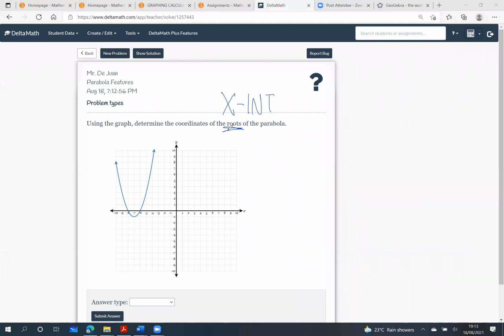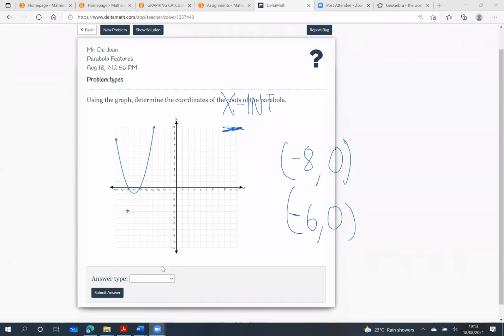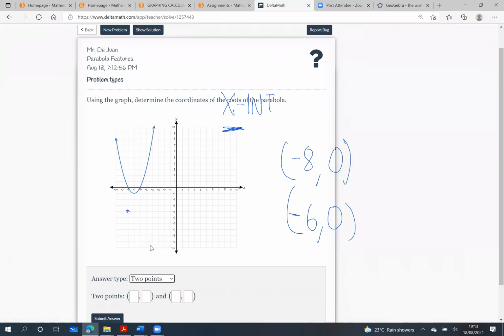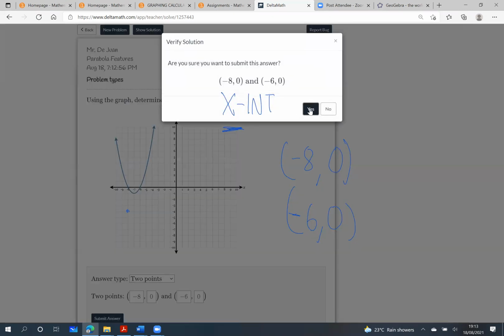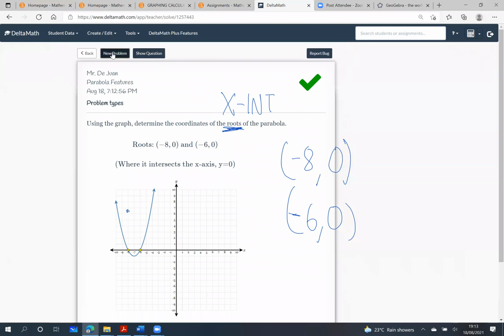X-intercept. It means the same thing. And it's when y is 0. So we already know it's 0. We have -8. We have -6. -8 and -6, 2 points. -8, 0. -6, 0. Submit the answer. Check, check. Okay. New problem.